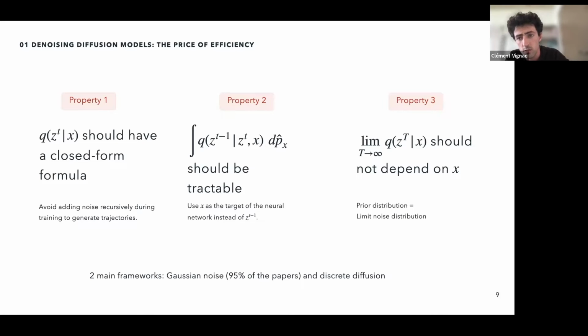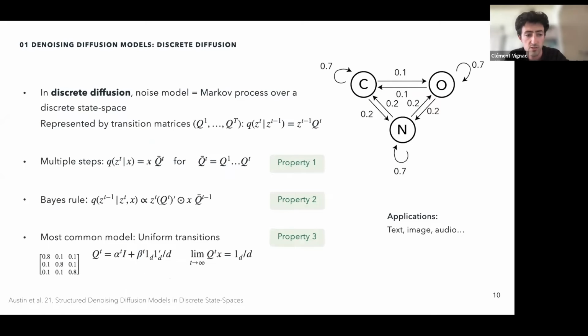Most people do it with Gaussian noise. It satisfies these three properties. But today we want to do discrete diffusion. I'll explain why later. So we'll check why these properties are satisfied in discrete case.